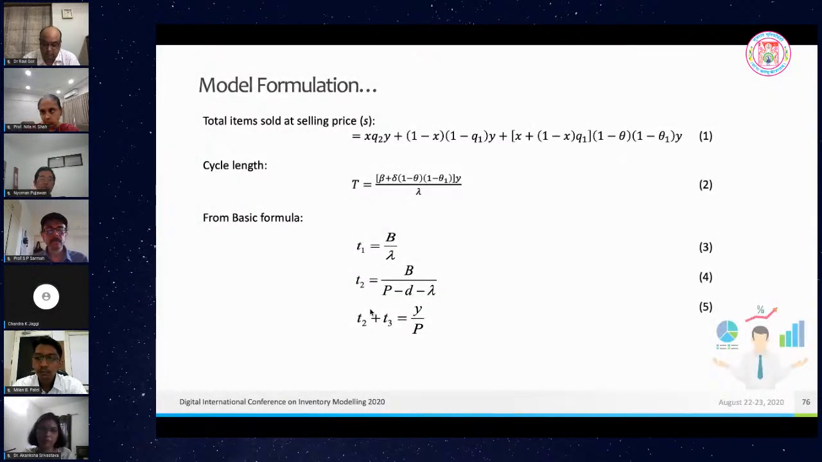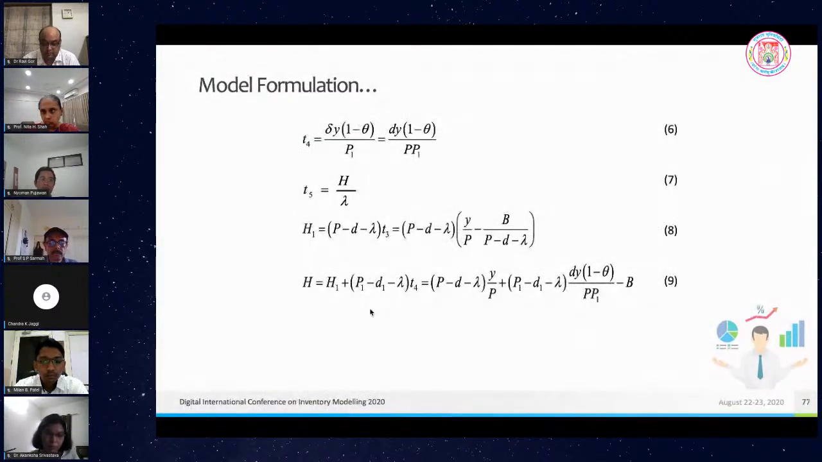Here we see the total items sold with the selling price. This is a cycle length and a basic formula which is trying to find out the value of T1, T2, and T3. Next, please. T4, these are the variables. This is H1, this is H that we are trying to find out. Next, please.